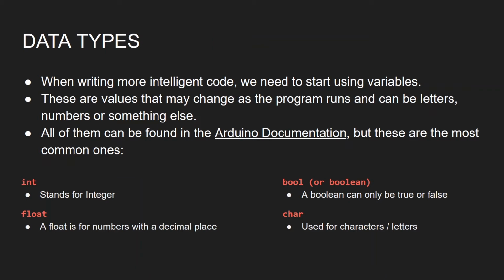Now, as I alluded to on the previous slide, there are a few data types that we can use. This isn't all of them, but we've got the most common ones there. We've got integers, so numbers without a decimal place, floats, which are numbers with a decimal place, a bool or boolean, which is a true or false value, or a character, which is L, K, the @ symbol, or anything like that.